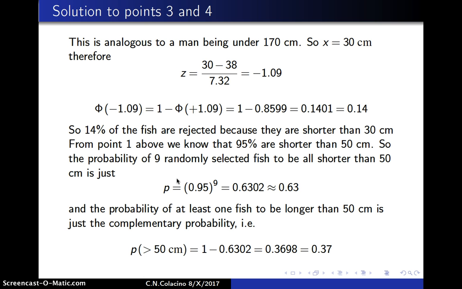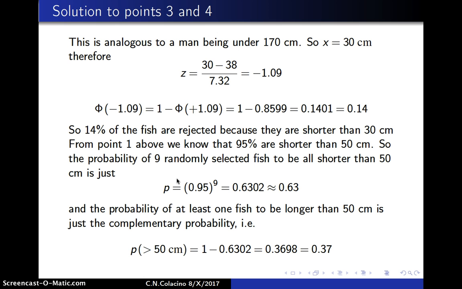From point 1 above, we know that 95% of the fish are shorter than 50 centimeters. So the probability of 9 randomly selected fish to be all shorter than 50 centimeters is just 0.95 to the 9th, because each individual fish has a 95% probability of being shorter than 50 centimeters. So p equals 0.95 to the 9th, which is 0.663.